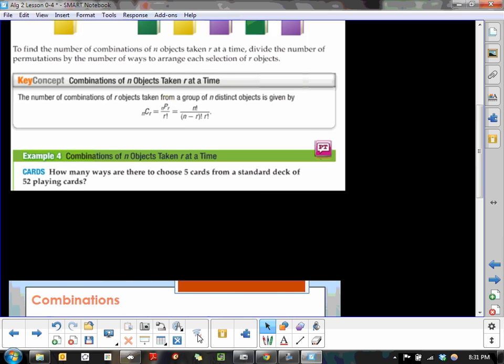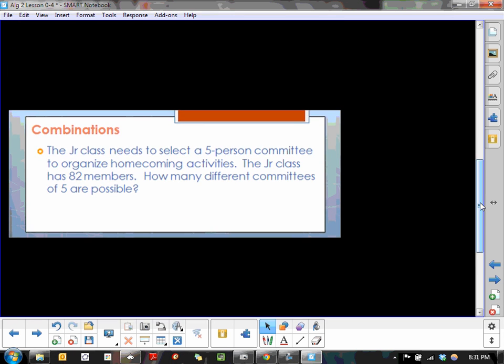Let's take a look at another example of a combination. The junior class needs to select a 5-person committee to organize homecoming activities. The junior class is 82 members. How many different committees of 5 are possible? Now, you've got to think a little bit about what a committee is like. A committee is 5 people having the same job responsibilities, the same titles.